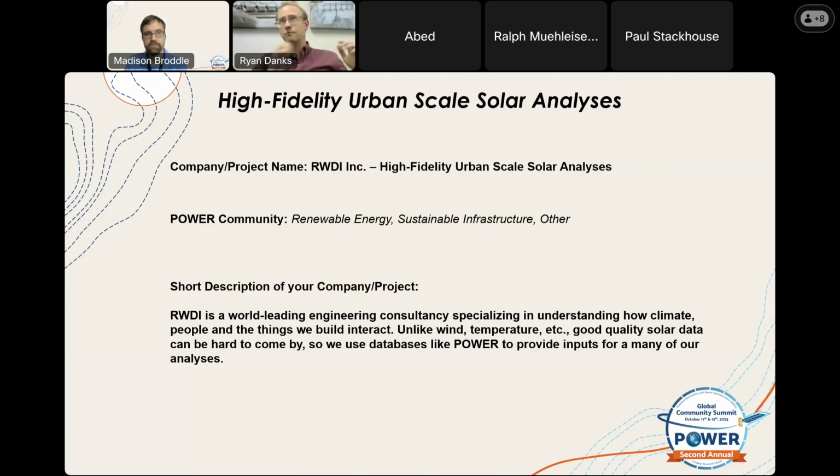So we use wind tunnels, we use computational fluid dynamics, and we also require a lot of solar data. But the challenge is, unlike wind and temperature, where you have lots of ground-based stations to measure that, you don't necessarily have the same level of coverage when it comes to the sun. And so that's where we get involved with the POWER data sets as the inputs for many of our simulations. Next slide, please.